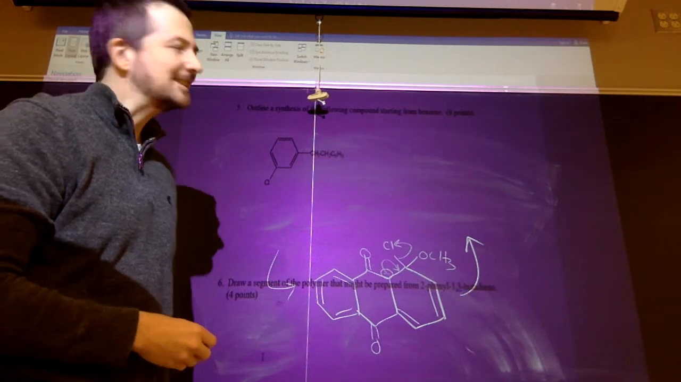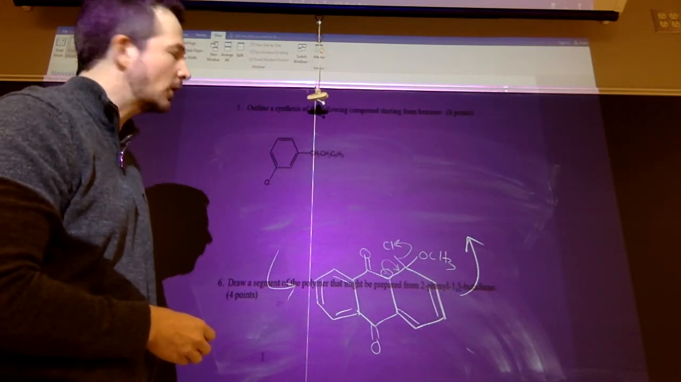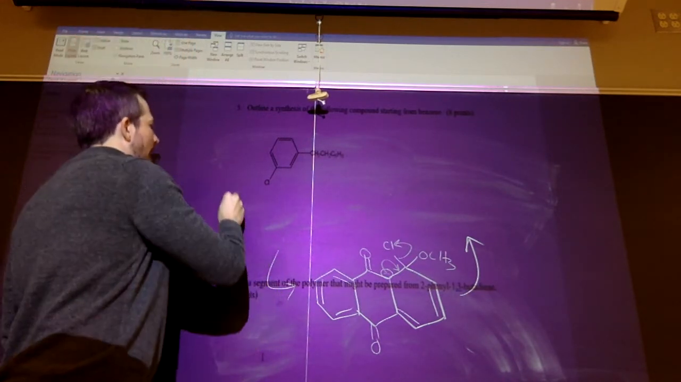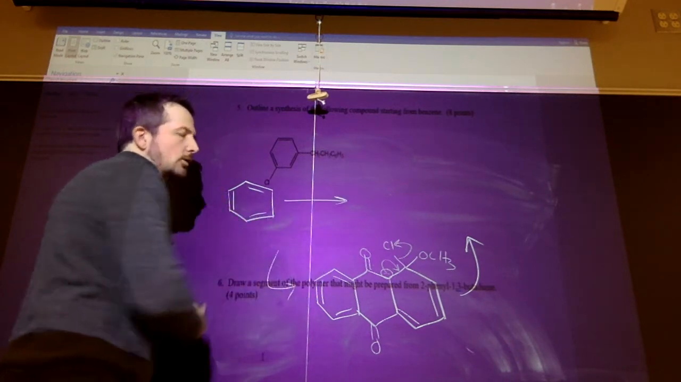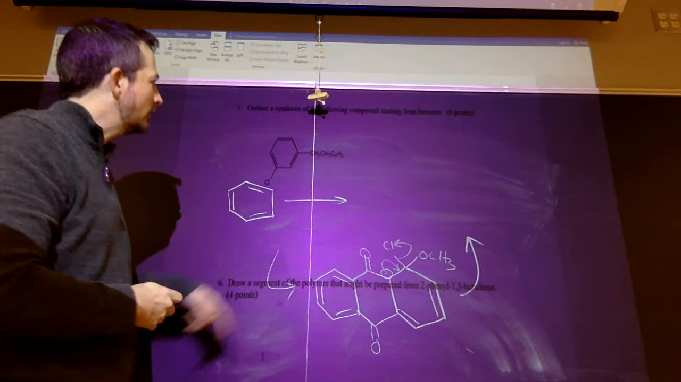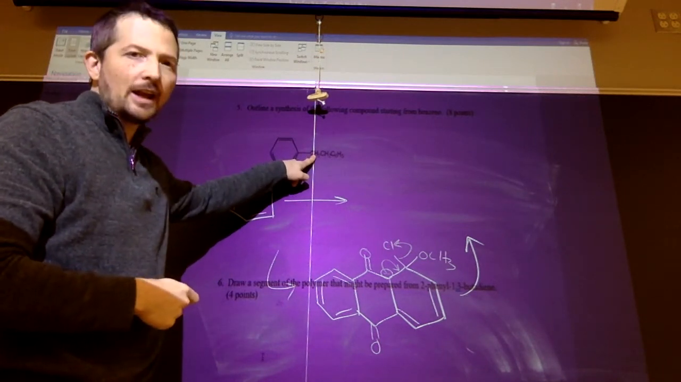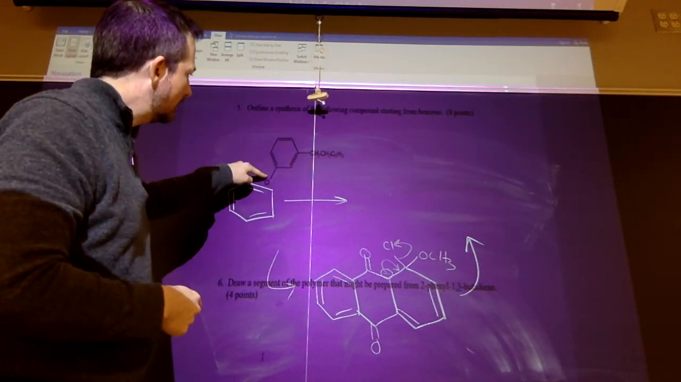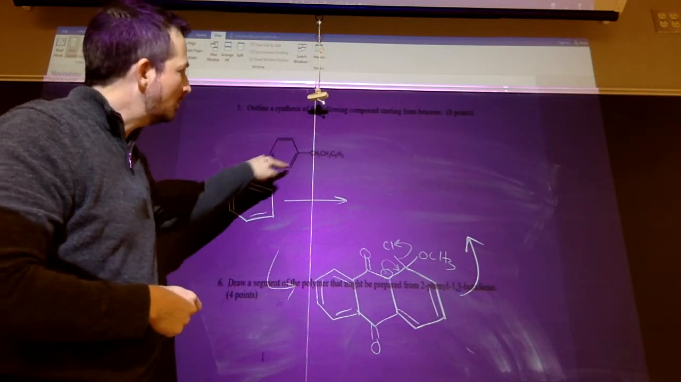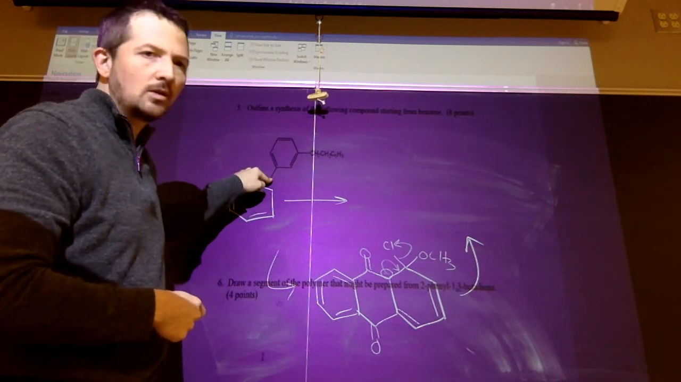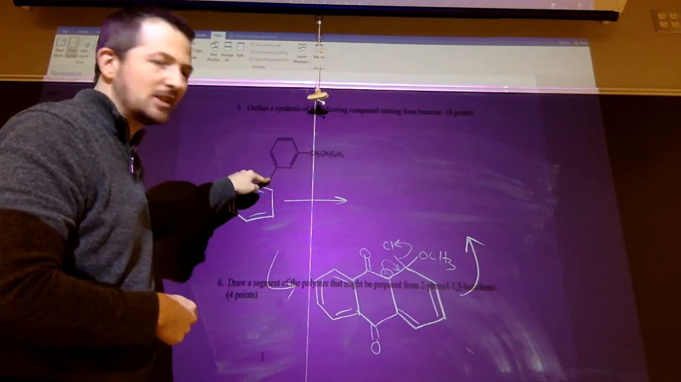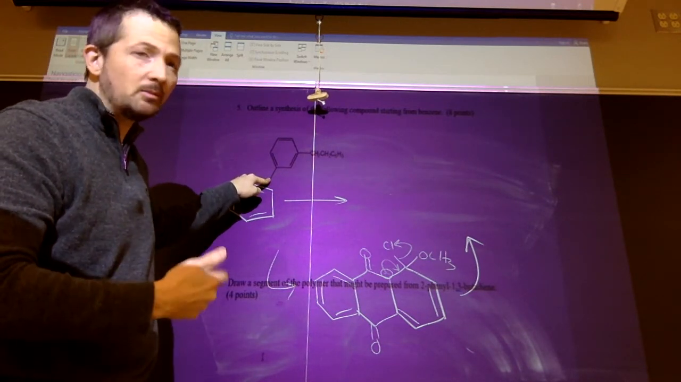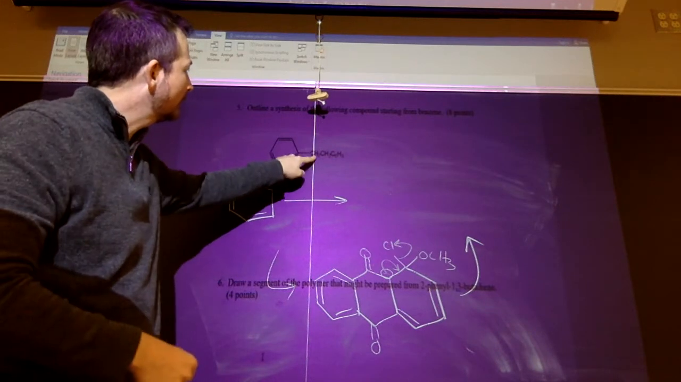Next one, outline a synthesis of the following compounds starting from benzene. I'll start from benzene. Look at the two things I add. I have an alkyl group here, and I have a chlorine. Both of these are ortho-para directors. I want this substitution to take place in meta. So I need a meta director on there.